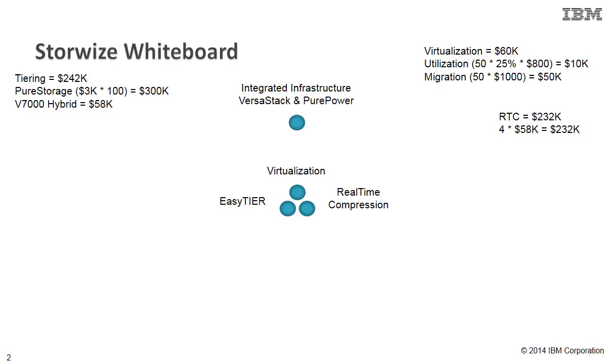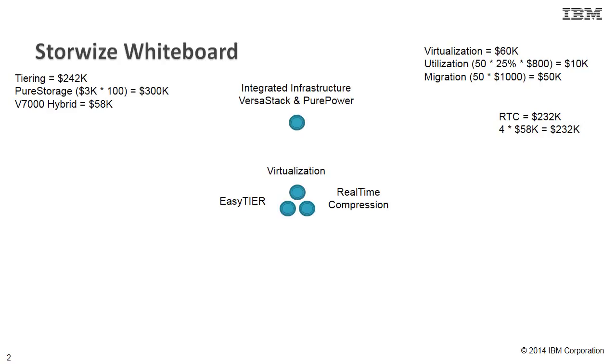One, VersaStack, which is our x86 integrated infrastructure, teaming with Cisco, who is really the dominant force in x86 converged infrastructure solutions. The other is Pure Power. So we can deliver an integrated infrastructure solution with Pure Power, which is a very unique capability to the market that only IBM can deliver.